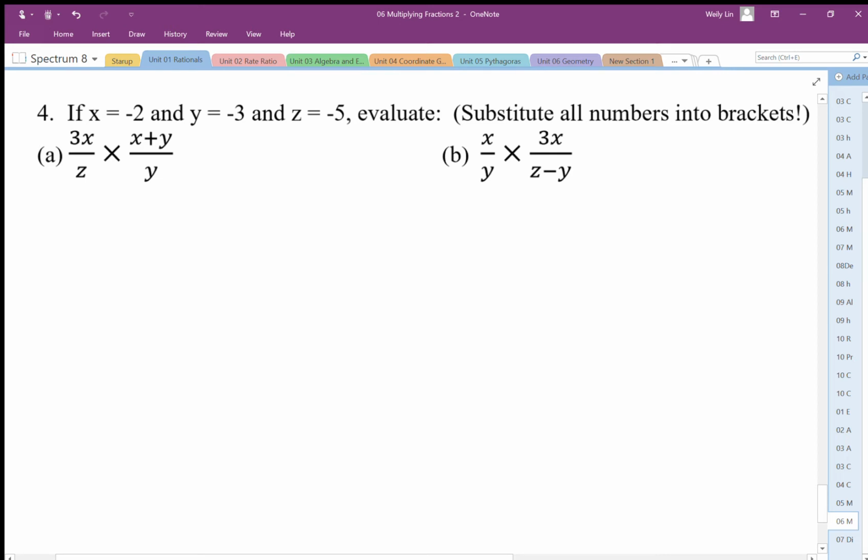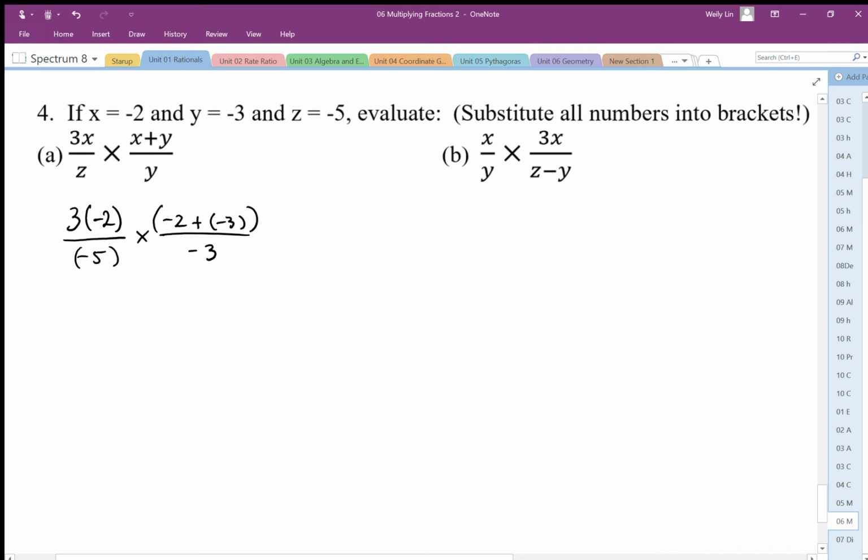So this one's pretty okay except for that plus, so we just have to be careful of that plus. We want to deal with that plus, and then everything's just times and divide. So we have 3 times x is negative 2, over z, which is negative 5, times, and put in brackets, negative 2 plus negative 3. You just have to be a little bit careful about that. And the y is negative 3 on the bottom. So let's work out that plus, and then everything's times and divide.